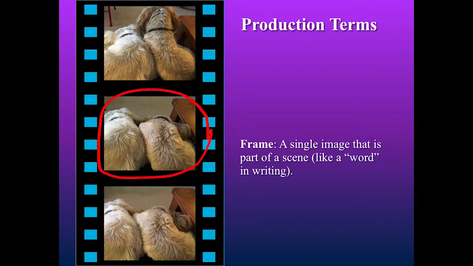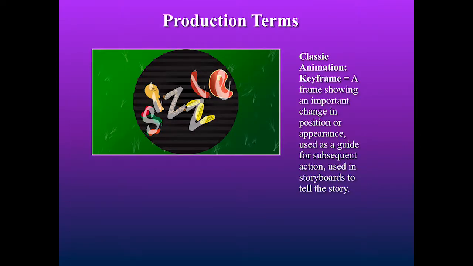The production terms, remember, you need to remember production terms and use them correctly so you can communicate with other people working on the same kind of projects as you are. So a frame is a single image that is part of a scene, like a word in writing. A keyframe is a frame that shows an important change in position or appearance, which is used as a guide for subsequent action, used in storyboards to tell your story.